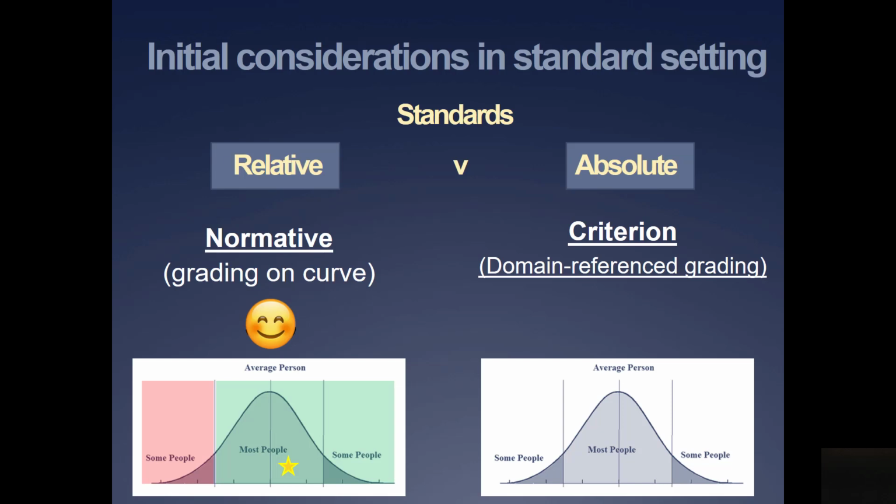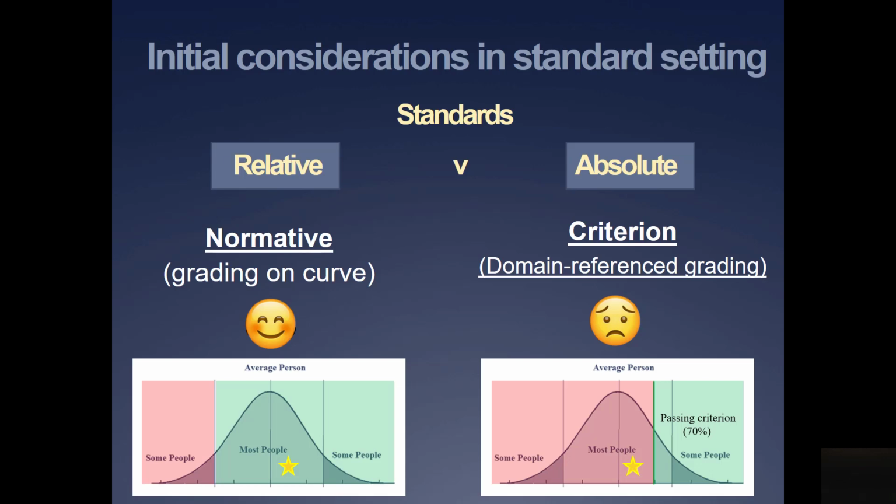Now let's switch to the absolute side, which is criterion-based, sometimes called domain-referenced grading. Here's our learner again, also at 65%, same person. Here is our passing criterion, let's say we've set this through a standard setting process. What happens to this person? Well, they're not going to be happy. They're not passing. And oftentimes in criterion-based standard setting, or absolute standards, more people do not pass. It's just the nature of the beast, and so that's something to take into consideration.